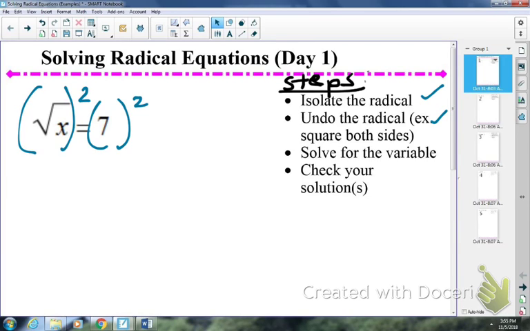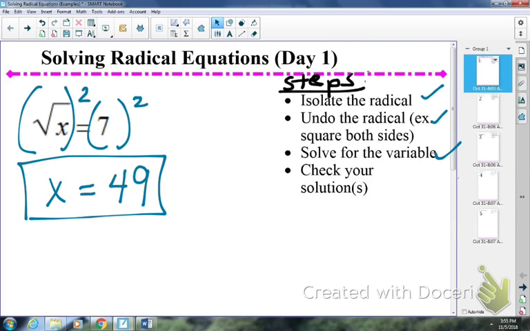Okay, so step number 2 is taken care of. We undid the radical. So when we did that, when you square the square root of x, you're just left with x. And 7 squared is 49. Okay, now step number 3 is to solve for the variable, which actually turned out to solve once we undid it. So we got x to be 49.